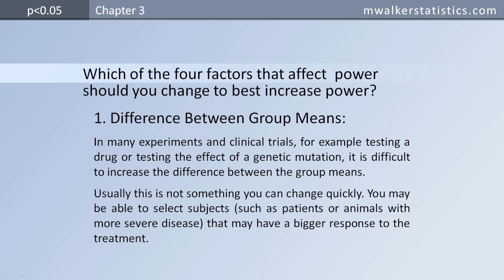Which of the four factors that affect power should you change to best increase power? 1. Difference between group means. In many experiments and clinical trials, for example, testing a drug or testing the effect of a genetic mutation, it is difficult to increase the difference between the group means. Usually, this is not something you can change quickly. You may be able to select subjects, such as patients or animals with more severe disease, that may have a bigger response to the treatment.